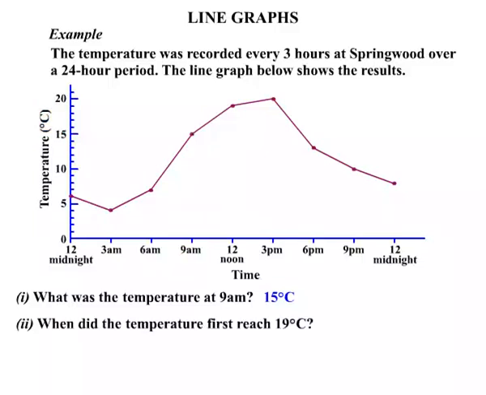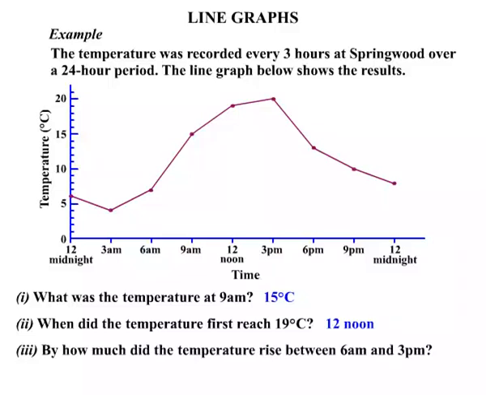Excellent. Our second example, when did the temperature first reach 19 degrees? Well, along the temperature axis there, we can see that 15 is marked and 20 is marked, and counting the units between that, we find that 19 is right there. So measuring across from the 19 and then down, we can see that it occurs at 12 noon.